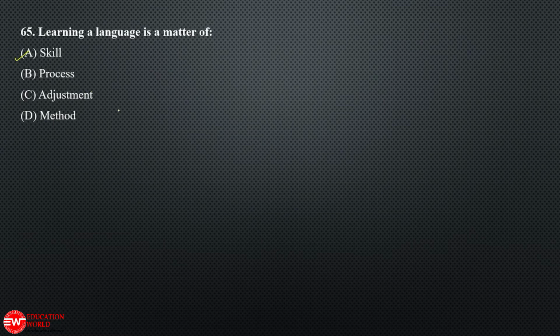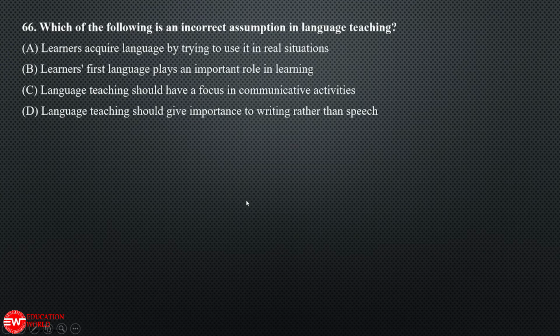Then next question is, learning a language is a matter of skill. कौशल है, कोई भी लैंग्वेज को सीखना कौशल की तरह ही होता है, जैसे स्विमिंग एक कौशल होता है, जितना आप करते जाओगे उतना आप उस चीज में निपुण होते जाओगे. तो learning a language is a matter of skill. Next question is which of the following is an incorrect assumption in language teaching? ये कौन सी assumption है जो गलत है when it comes to language teaching.